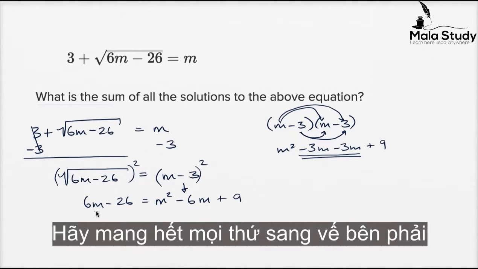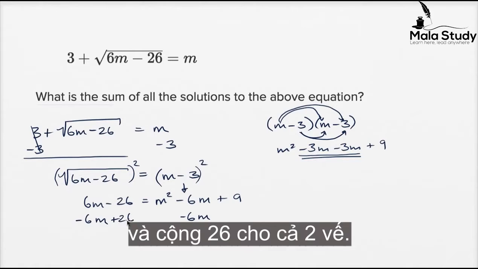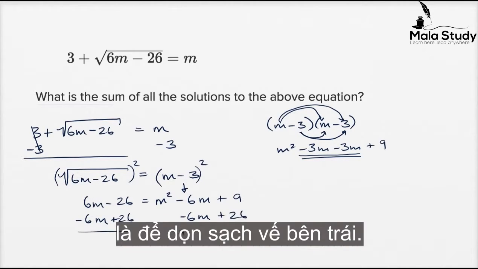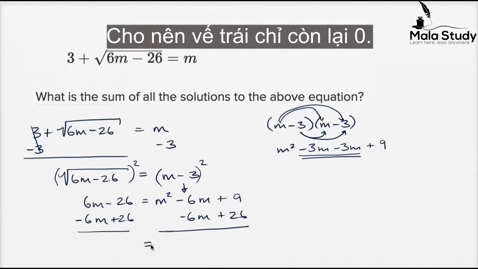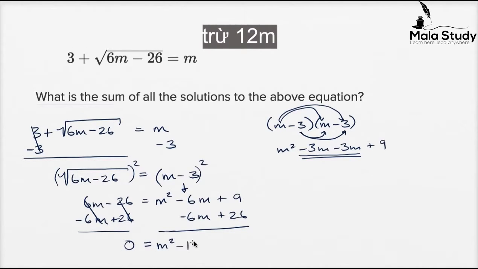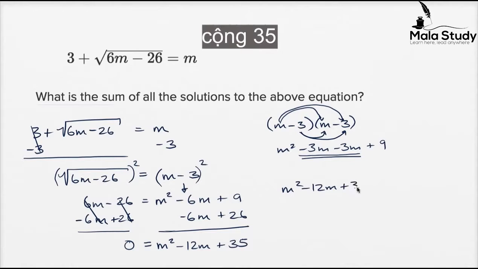So let's get everything on the right-hand side of the equation. So let's subtract 6m from both sides, and let's add 26 to both sides. And the whole reason why I did that is to just clean out what I have on the left-hand side. So on the left-hand side, I'm just going to be left with 0. And on the right-hand side, I'm going to have m squared minus 12m plus 35. Or I could write m squared minus 12m plus 35 is equal to 0.